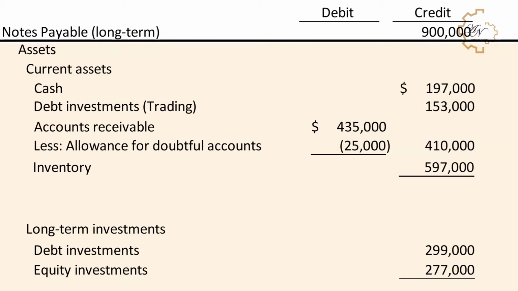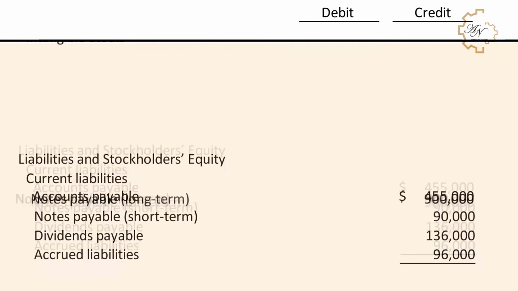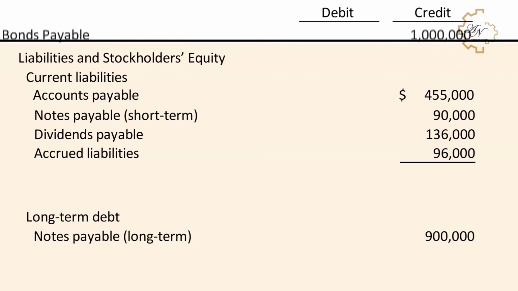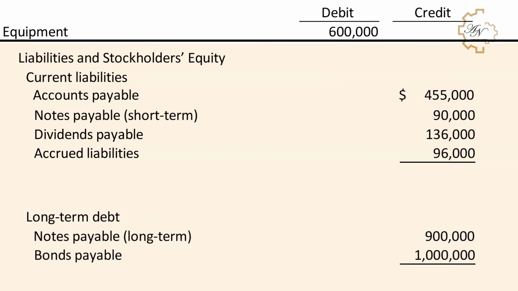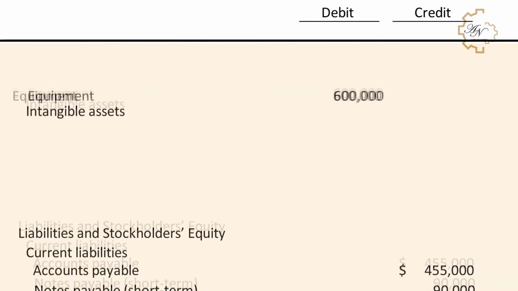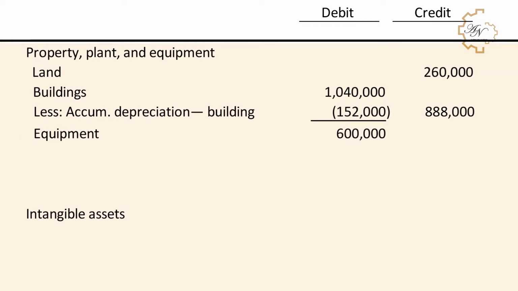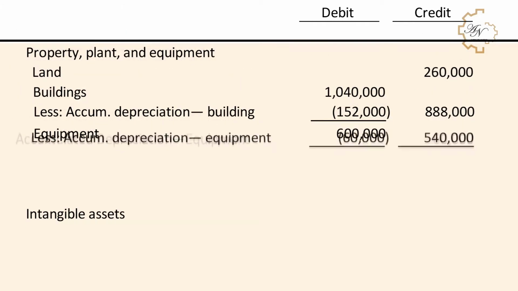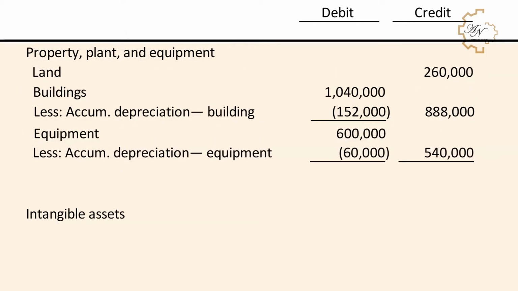Notes payable, long term, $900,000 to the long-term debt. Bonds payable, $1 million, also to the long-term debt. Equipment, $600,000 to the property, plant, and equipment. Accumulated depreciation equipment, $60,000. A contra account subtracted from the equipment.